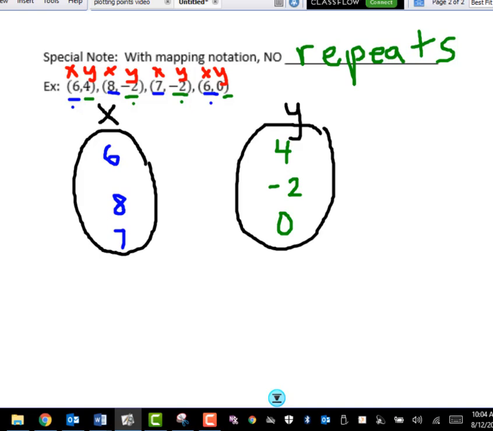And then I just have to connect up the ones that we know are supposed to go together. So 6 and 4 go together. I'm going to draw a line. 8 goes with -2. Draw a line. 7 goes with -2. I've got to draw another line from 7 pointing at -2. So you can see -2 has 2 arrows pointing at it. That tells me that -2 was used in both of these points. And then the last one, 6 goes with 0. So 6 was a repeating number, so it's going to have 2 arrows coming off of it, because 6 goes with 4 in the first point and 6 goes with 0 in the second one.